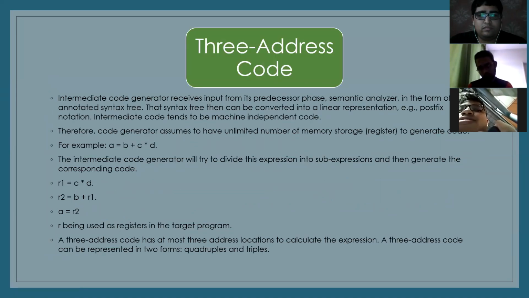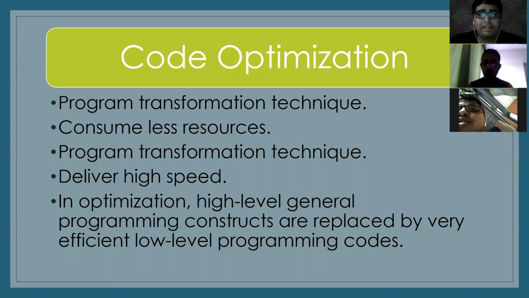And they say three address code can be an intermediate code generator, receiving input from a predecessor, the semantic analyzer. By looking at how it works, the coding and the phases. And as they say, three address code has more than three address locations to calculate the operation. It can be represented as quadruple and triple. Next. Okay, now we go to Tanmoy with the code optimization.